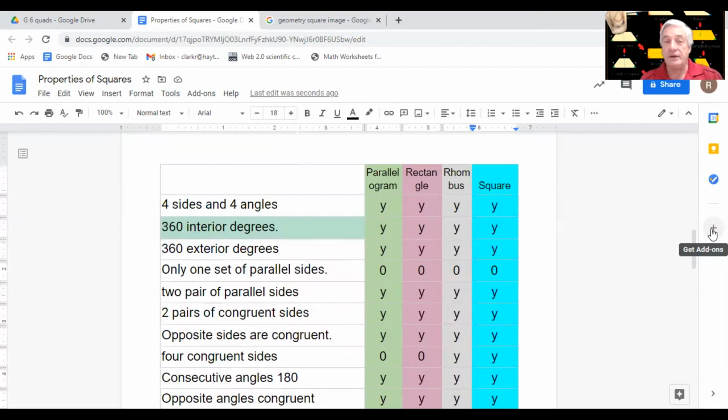Opposite sides are not congruent on a square. A square does not have 4 congruent sides. Consecutive angles in a square are not supplementary.